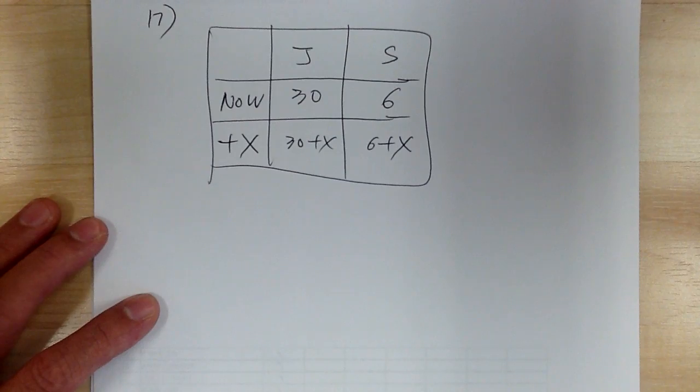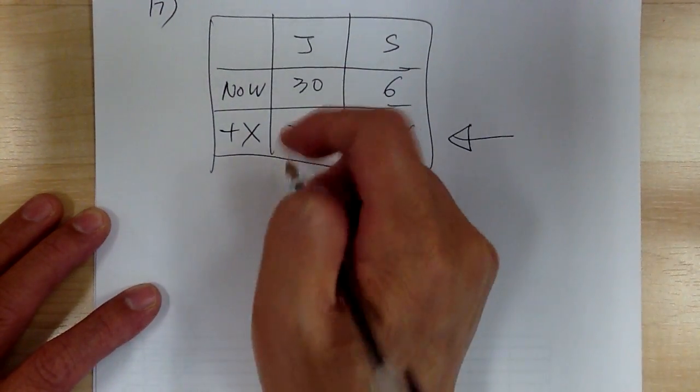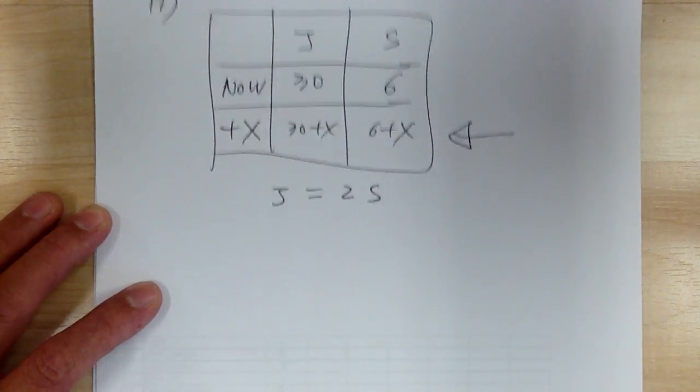So now you're ready to read the next part. It says in how many years? Okay, so that's what we're looking for. Where Jen equal to twice as old as Shanda.